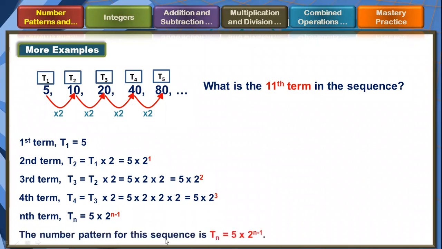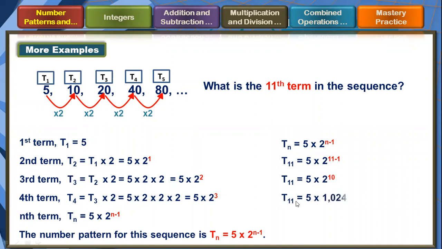So the number pattern for the sequence is T sub n equals 5 times 2 raised to n minus 1. We have to find the 11th term, so we just have to substitute it. T sub 11 equals 5 times 2 raised to 11 minus 1. So it is T sub 11 equals 5 times 2 raised to 10, because 11 minus 1 is 10.